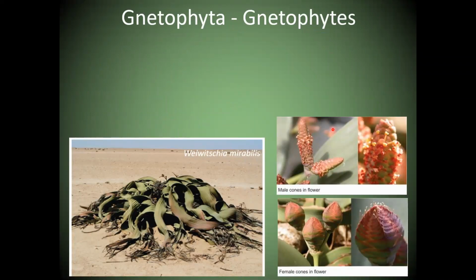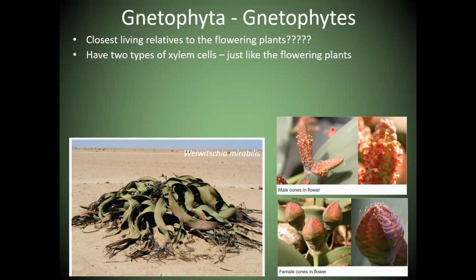Moving on to another phylum, Gnetophyta, G is silent, Netophyta, right? They were considered once the closest living relative to the flowering plants. But chances are that is actually not supported through molecular phylogenetics, right?